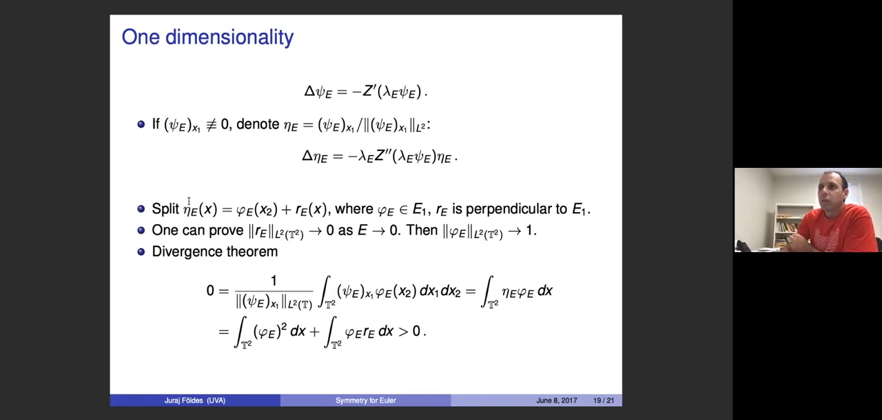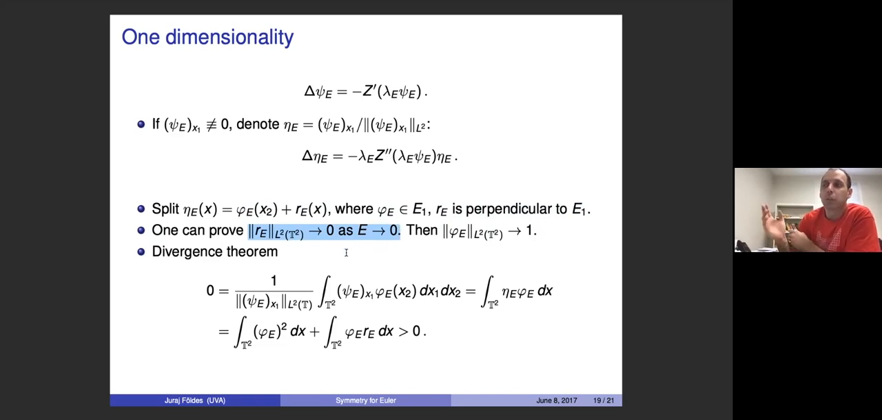And now we are going to split this eta e in the direction of the principal eigenfunction and the rest. Okay, so psi e is in the direction of the principal eigenfunction, and then r e is perpendicular to this space. All right, with all the machinery that I partly skipped, we can show that this remainder is going to zero as energy goes to zero.